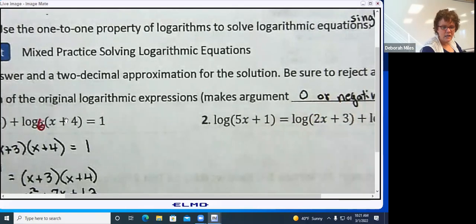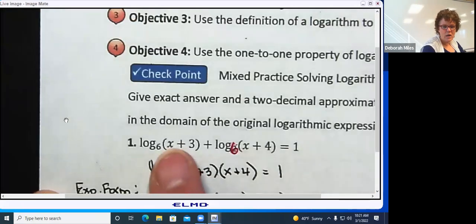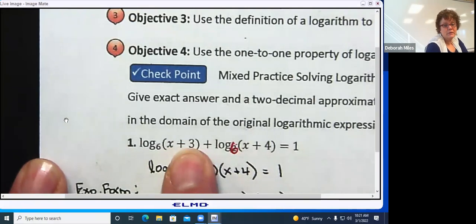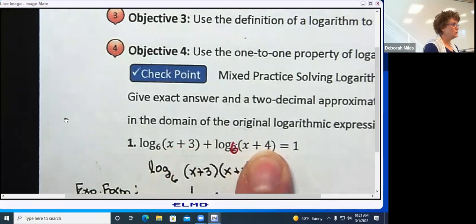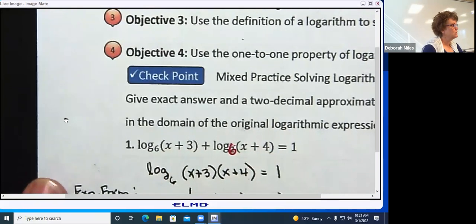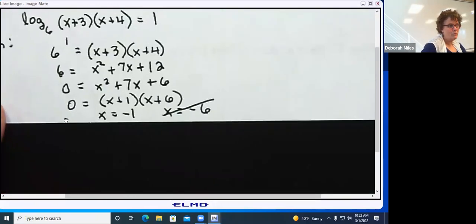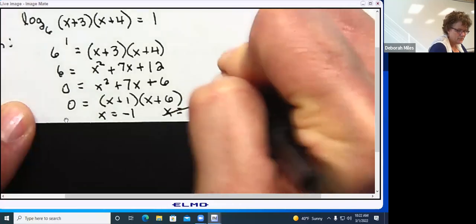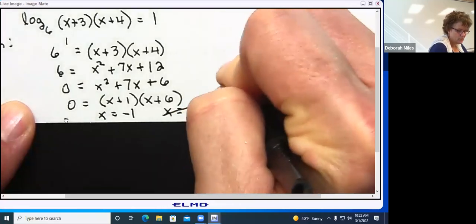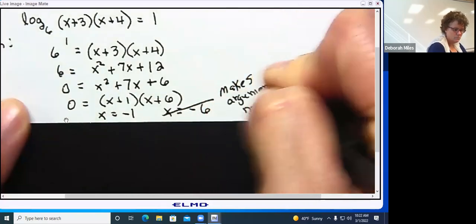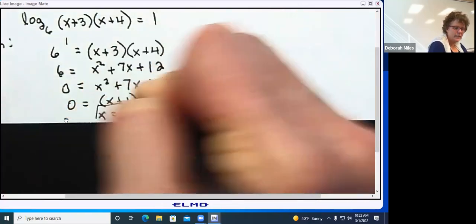So what about the -1? Could I use -1 in both of these original arguments? -1 plus 3 is positive. -1 plus 4 is positive. -1 is fine. What about -6? As soon as I see -6 plus 3 is negative, I know that I can't use that one. It makes the argument negative. So my only answer is -1.